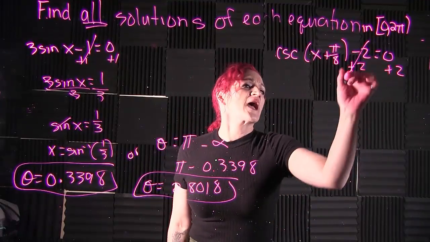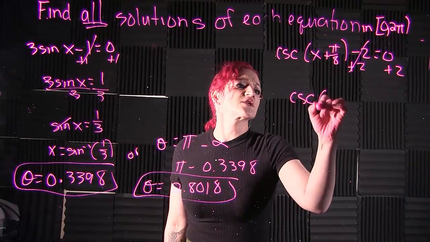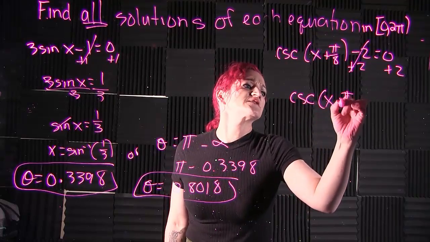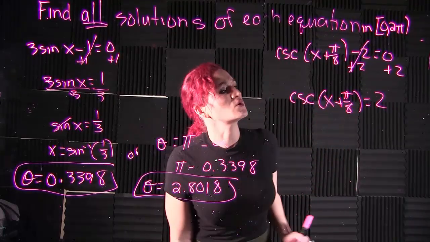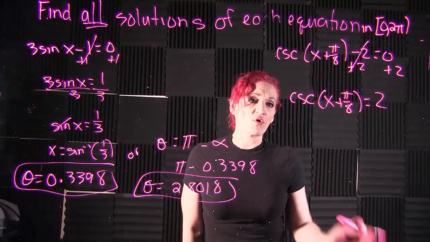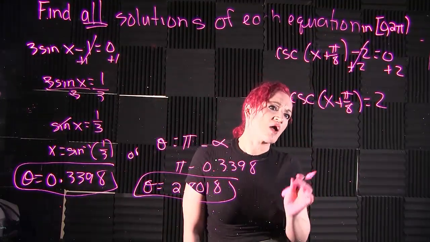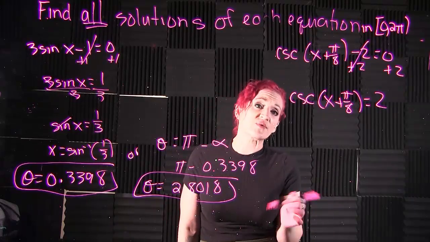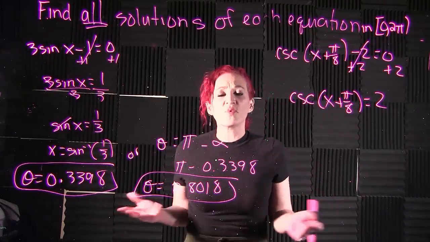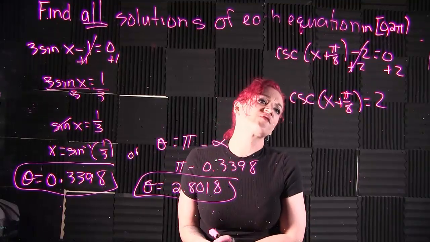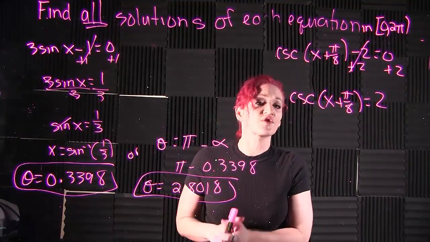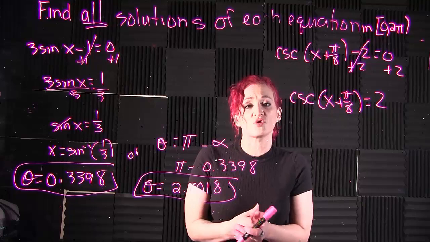In order to work our second equation here, let's get our cosecant by itself. So let's add 2 on each side, which is going to give us cosecant of x plus pi over 8 is equal to 2. When we're working with cosecant here, when we're working with trig equations, we want to figure out some way to convert them to an equation dealing with sine, cosine, or tangent.